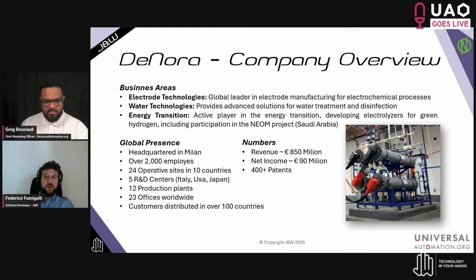But now I wanted to spend a few words about DeNora and this customer of ours. They have basically three business areas. They produce electrodes, and they are a global leader in this kind of industry. They also manage water technologies, so they provide solutions for water treatment and disinfection. And they also work with the energy transition. As I told you, they are interested in the production of hydrogen. That is a very important topic these days.